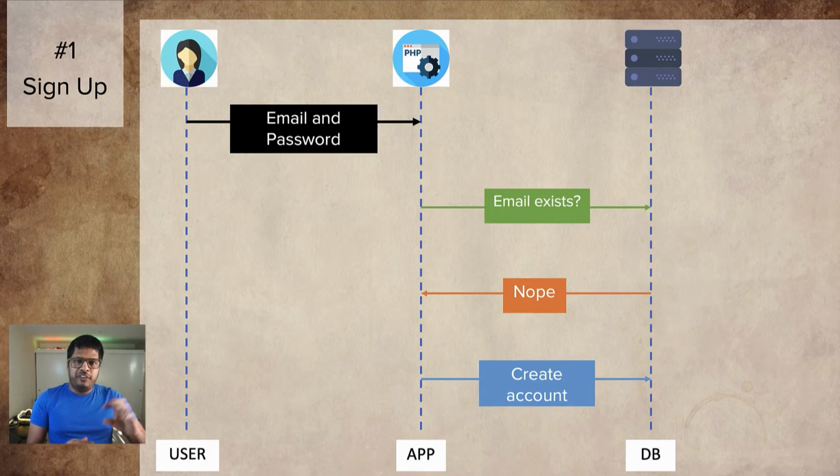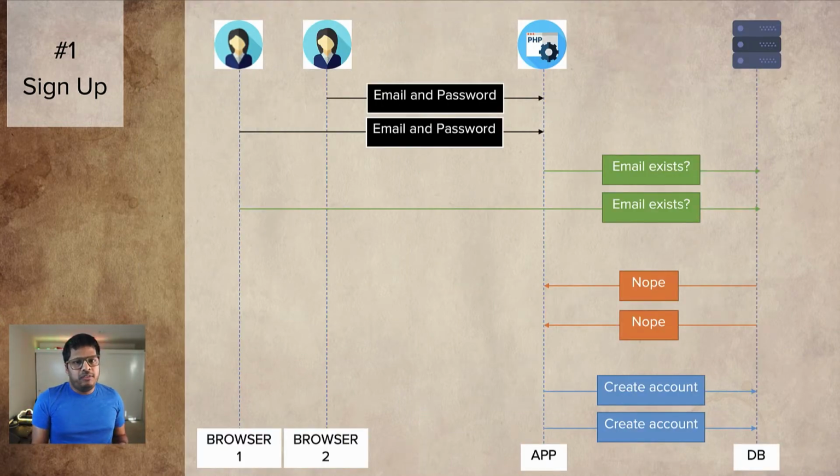Now, there are three parties: user, our application, and the database, and there is communication happening. Now this would be a happy path. The user is supplying email and password. The application checks the database if the email exists or not, and gets a response saying no, this username or email address does not exist in the database. Then the application will create an account by writing that particular email address and password onto the database. It will add a new entry.